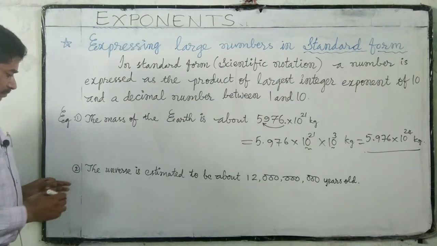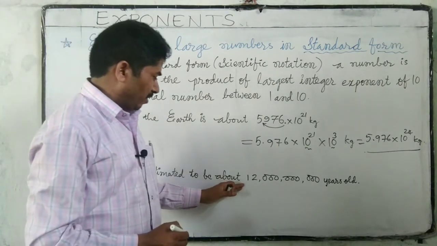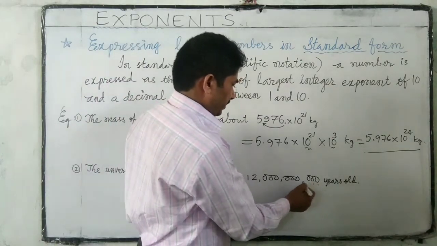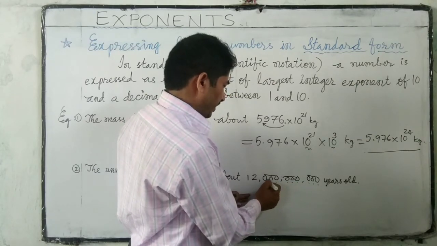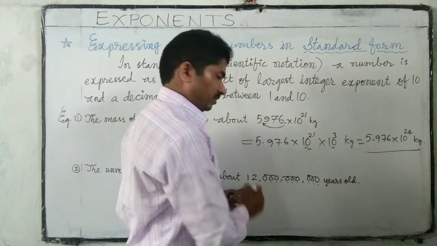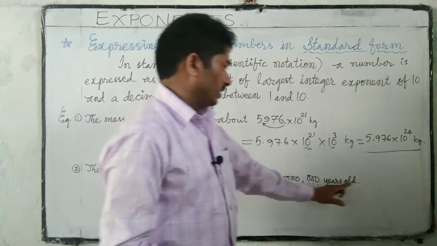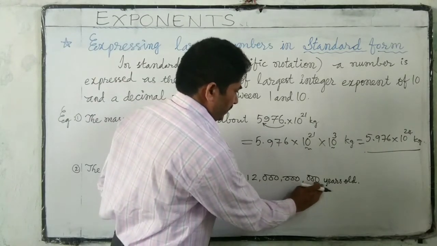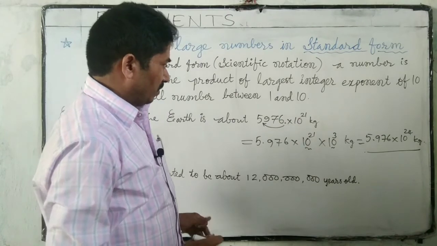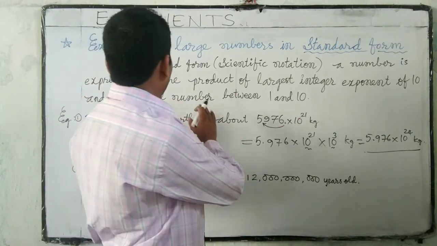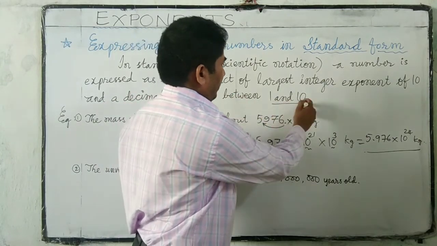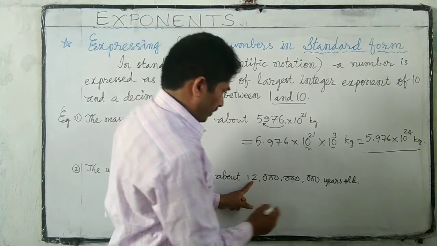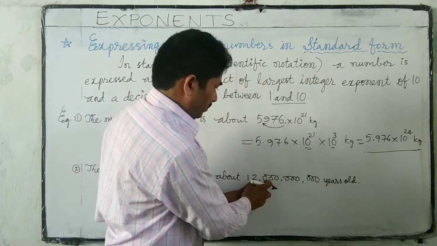Next, second example. The universe is estimated to be about 12 billion years old. Ones, tens, hundreds, thousand, 10,000, 100,000, million, 10 million, 100 million, billion, 10 billions. So 12 billion years old. This is the largest number. So we have to keep this as a decimal number between 1 and 10. So here 12, we have to keep the decimal point here. 3 zeros, 6 zeros, 9 zeros, 10.